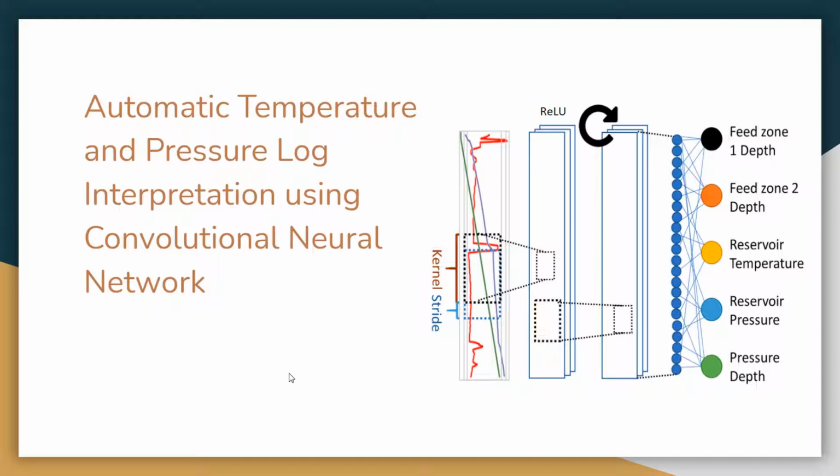We have temperature and pressure logs from a geothermal reservoir, and we would like to interpret 5 elements from these logs: the feed zone depth, the reservoir temperature, the pressure depth, and we are going to learn how to use a spatial type of neural network to automatically do this log interpretation.